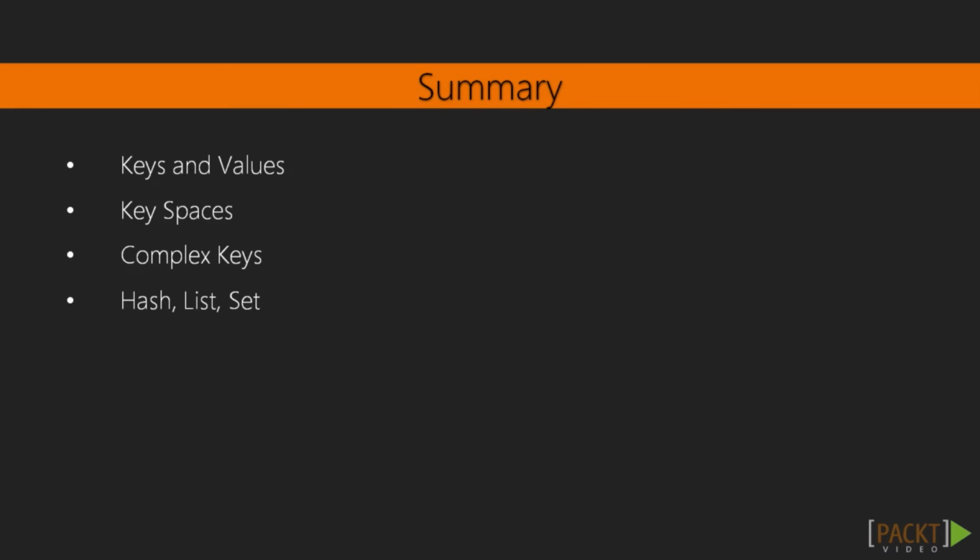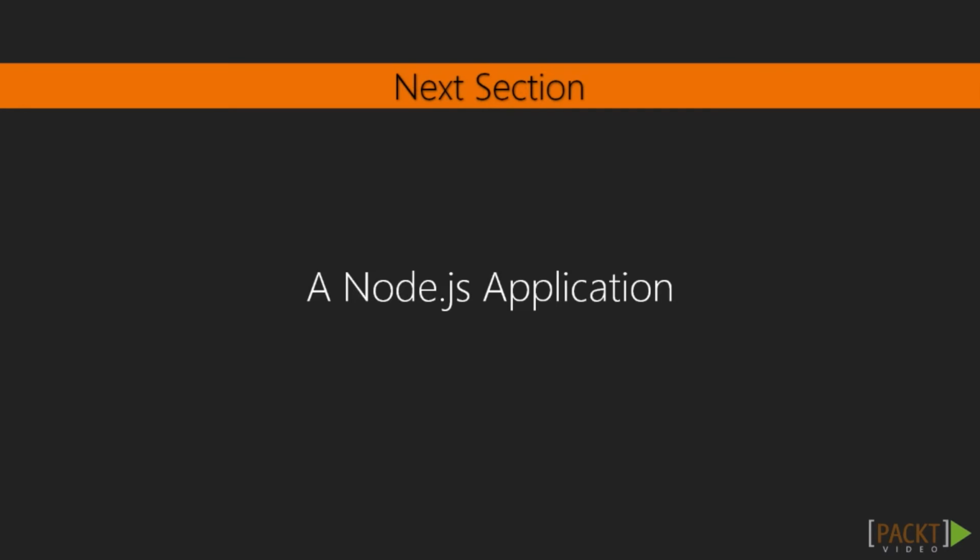So in summary, you've seen keys and values and how they work together, key spaces and how they track these keys and values in their own namespaces. You've seen how we can create a more complex key structure, and then you've seen hash, set, and list, some of the basic constructs that you have in Redis. So our next section is to actually create a Node.js application using Redis.